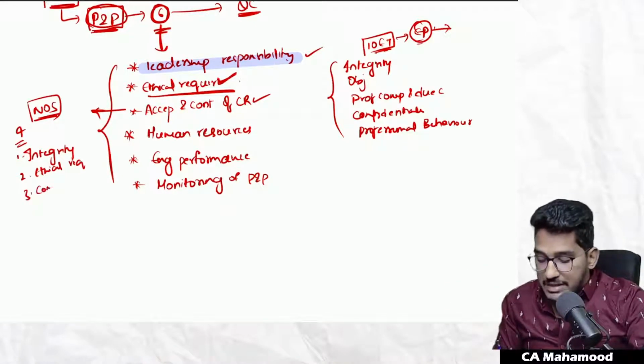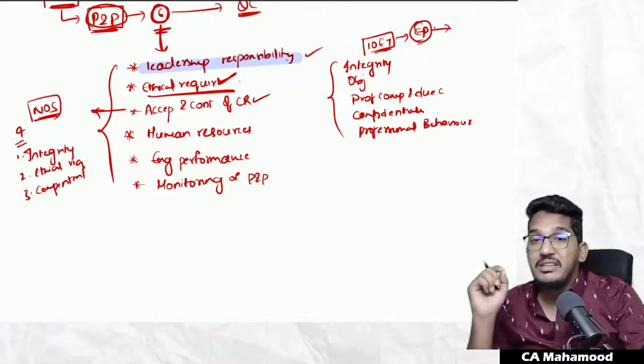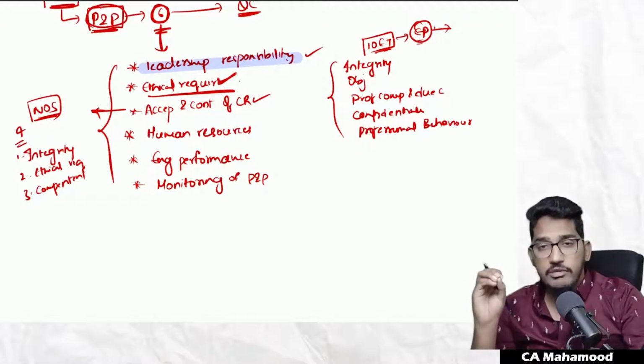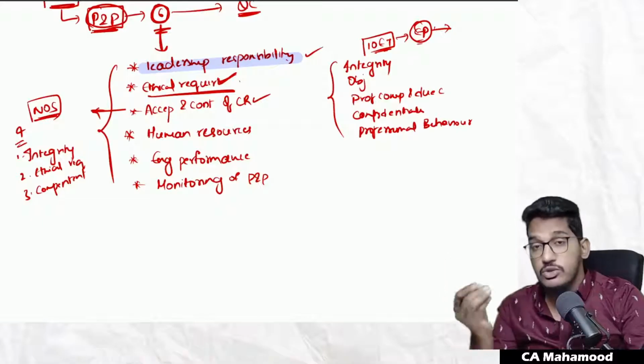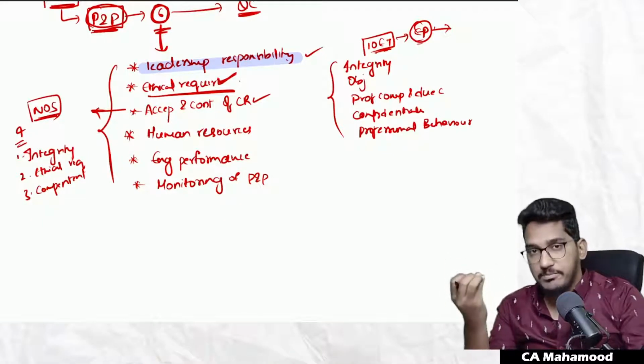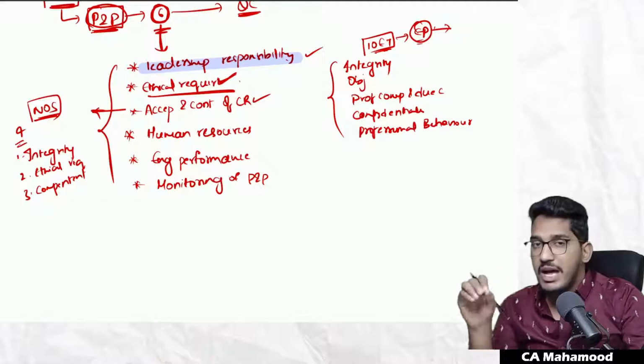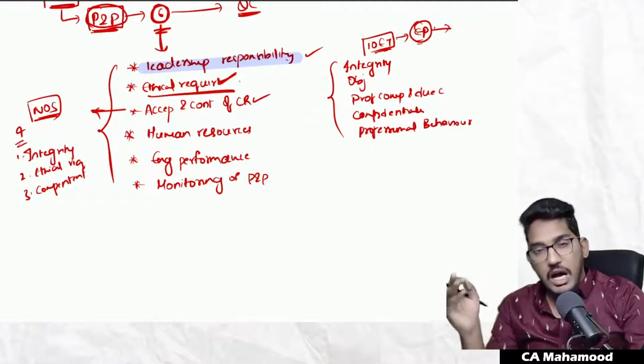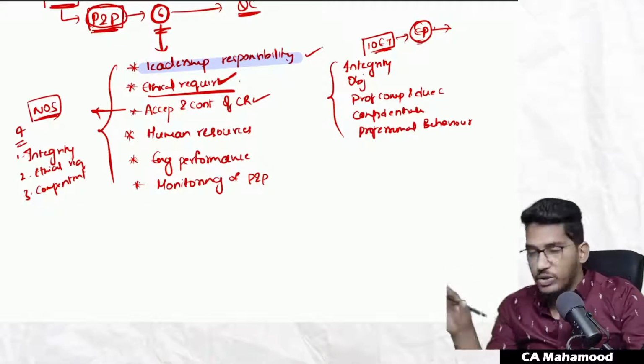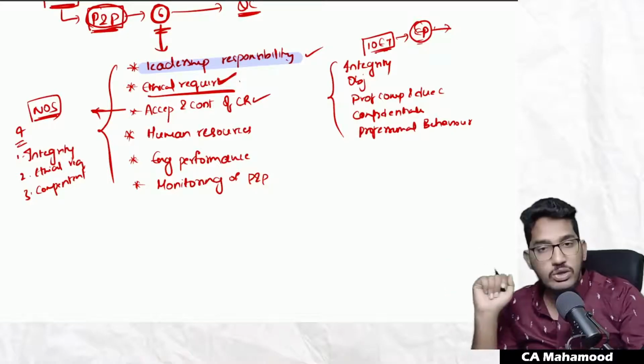Number 3, before saying yes to the client relationship, you need to check whether you have competent staff, whether your audit firm is competent enough to complete the audit. That means, do you have enough resources and time? Before you say yes for the audit, do you have enough resources and time? Do you have so much staff to complete that audit? Do you have enough time to complete the audit?